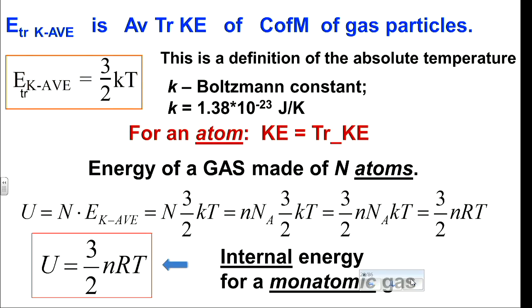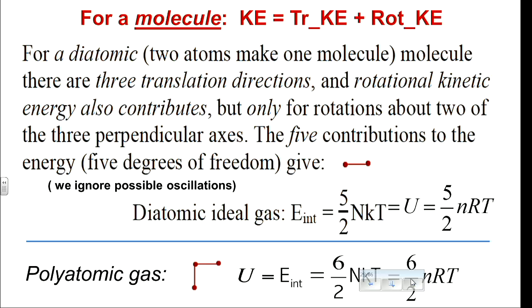But if we have a molecule, rotation also provides some energy. For a diatomic, we should add energy related to rotation about two additional axes. So for a diatomic gas, this is how we calculate internal energy, not 3/2, 5/2.